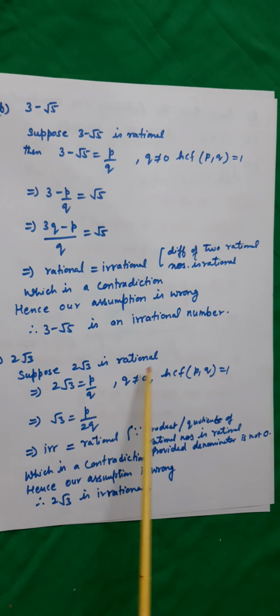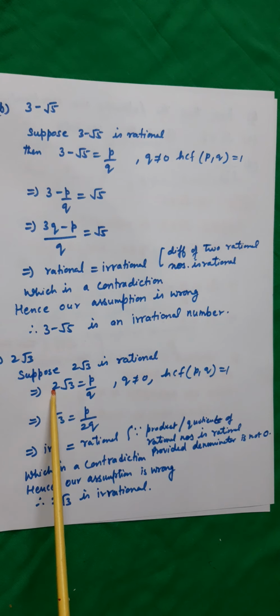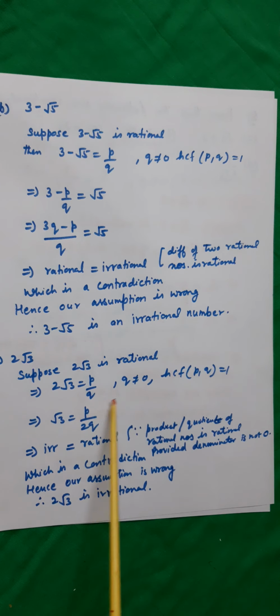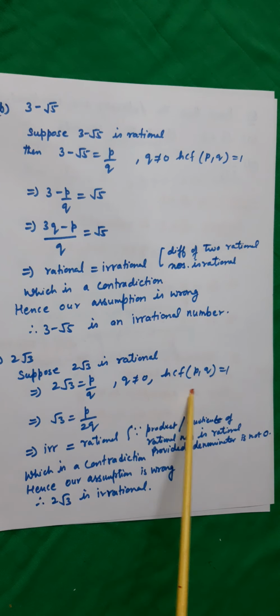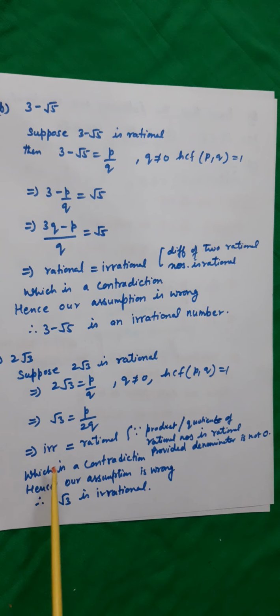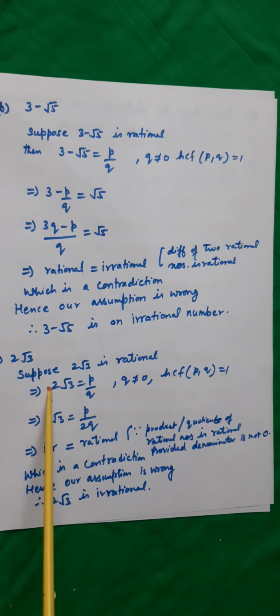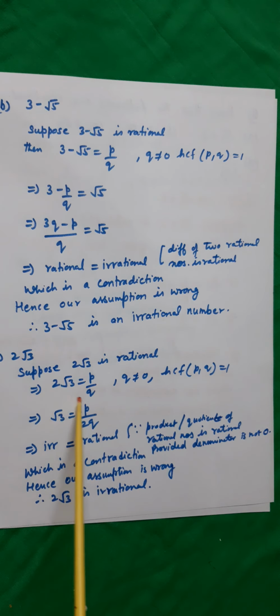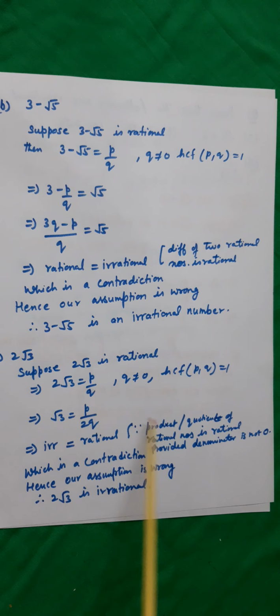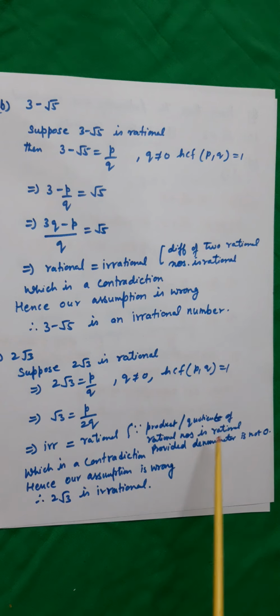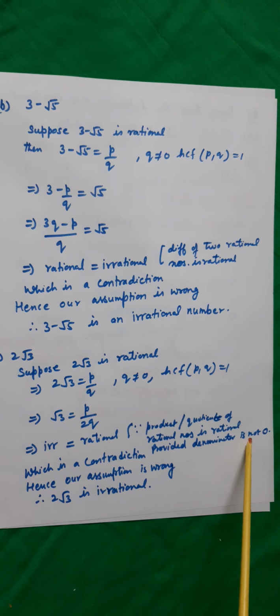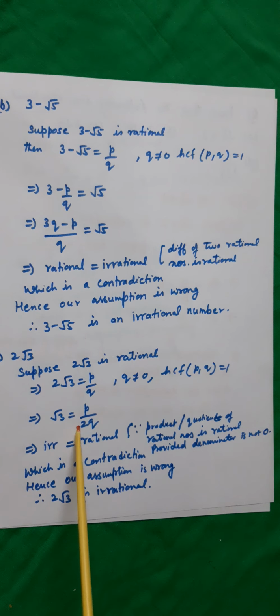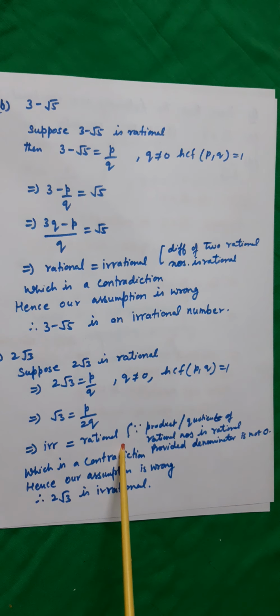Suppose 2 root 3 is rational. This implies that 2 root 3 is equal to p upon q, where q is not equal to 0 and HCF of p and q is equal to 1. So this implies that root 3 is equal to p upon 2q. Here again we notice that the product or quotient of two rational numbers is rational provided the denominator is not 0. So thus irrational is equal to rational, which is a contradiction. Hence our assumption is wrong. Therefore 2 root 3 is irrational.